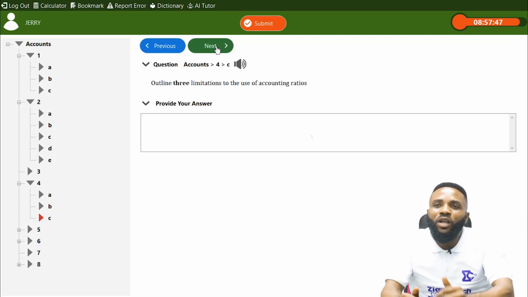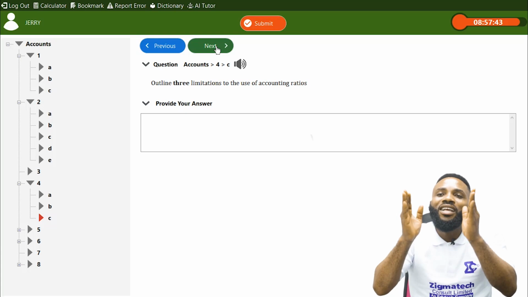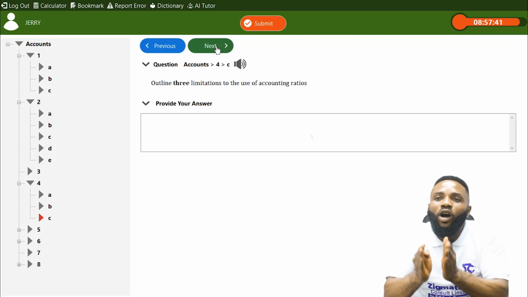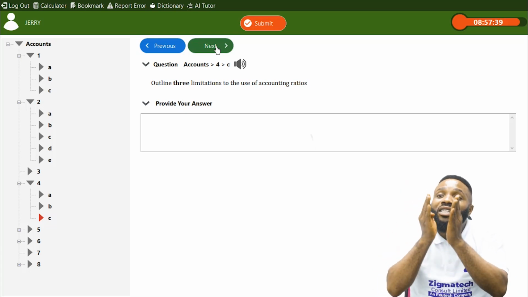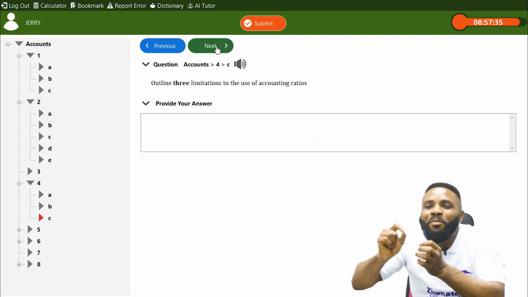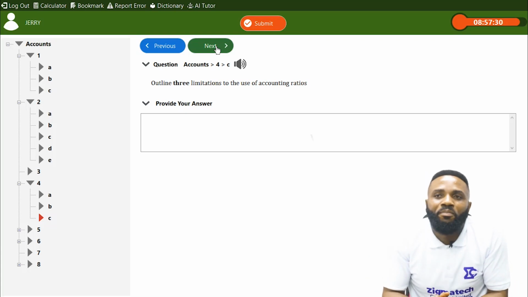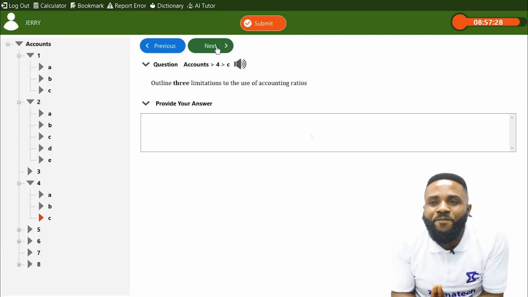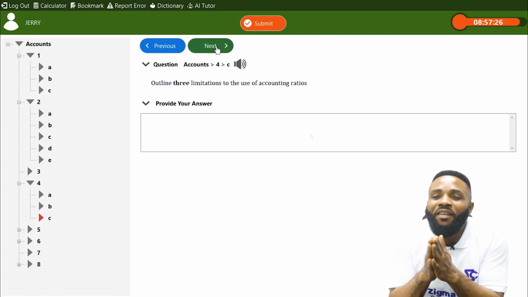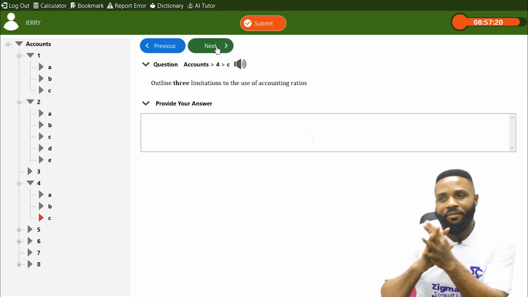But some people, when they say outline, before you know it, they will spend the whole time explaining what a limitation is. They will spend the whole of their time trying to explain a particular point, and before you realize, you have exhausted your time. So I encourage students to be very fair with their time and be very effective when they are managing their time.